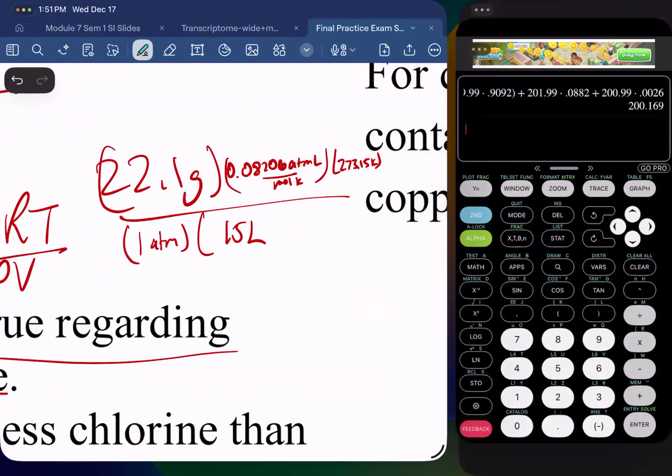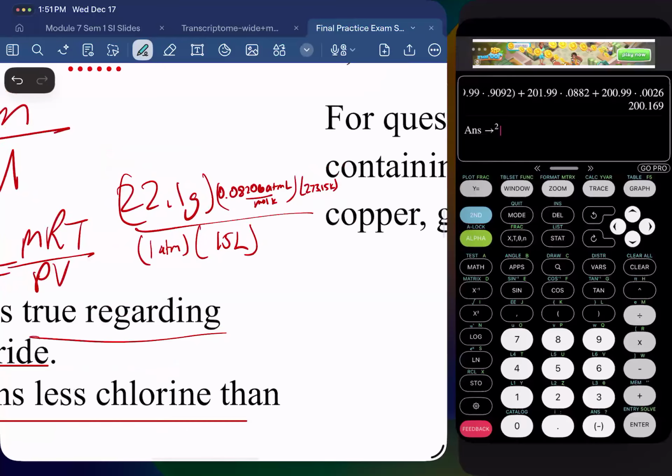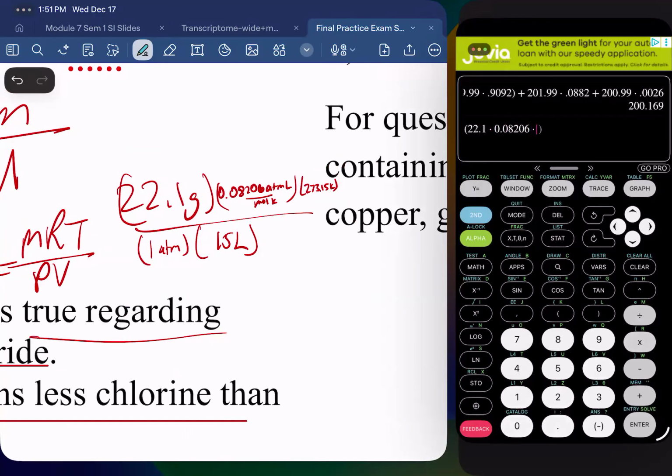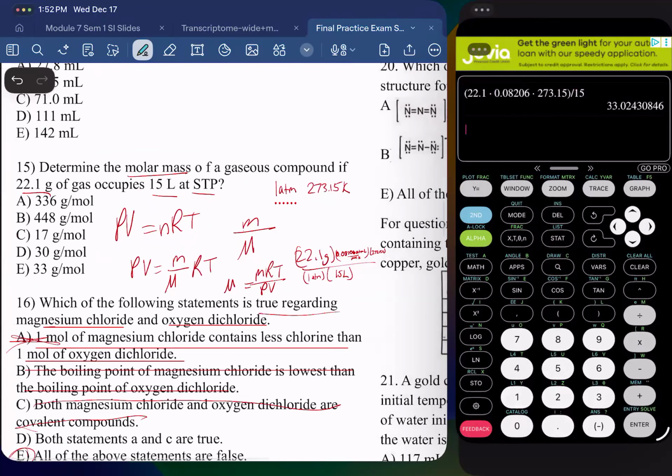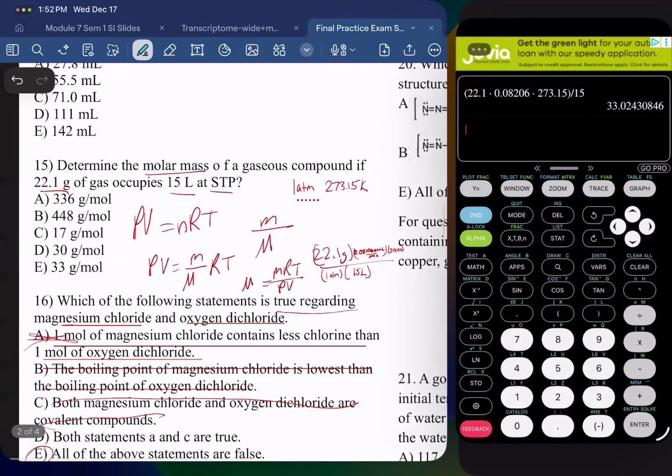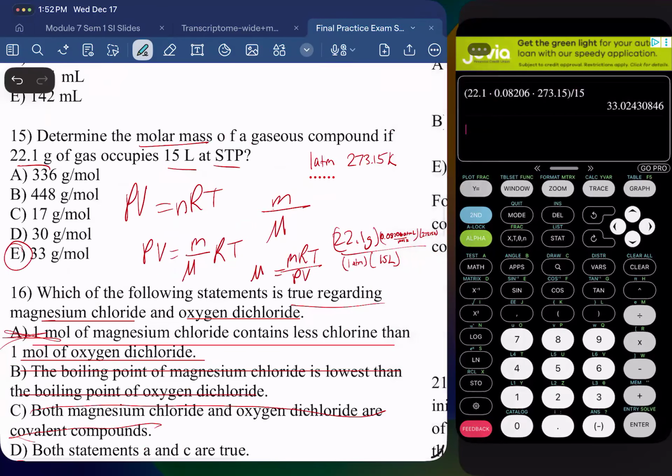Okay. And then with my trusty graphing calculator, where's my graphing calculator? There it is. We can solve this. So what I would do is put in the numerator 22.1 times 0.08206 times 273.15 and divide it by just 15, because that's what it would be. And I get around 33, which is the answer. So the choice would be E. Okay. Does that make sense?